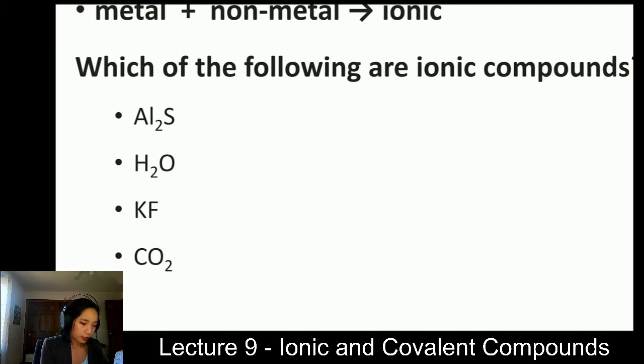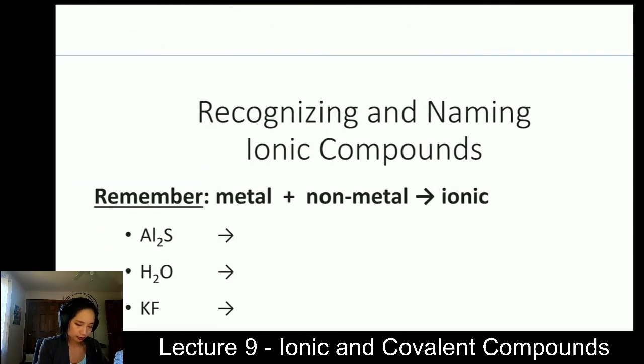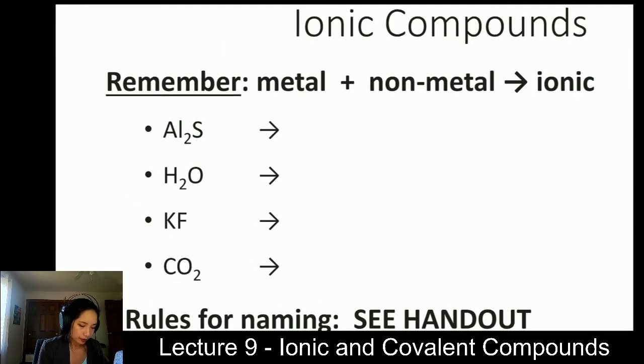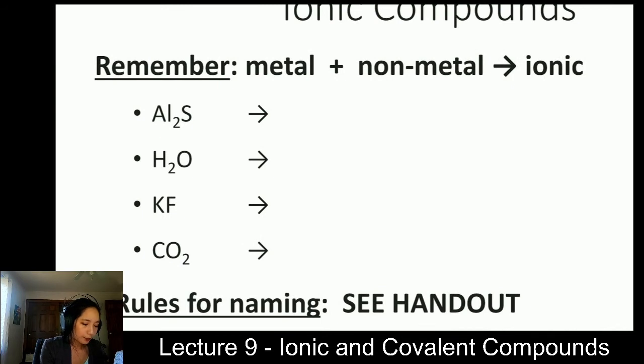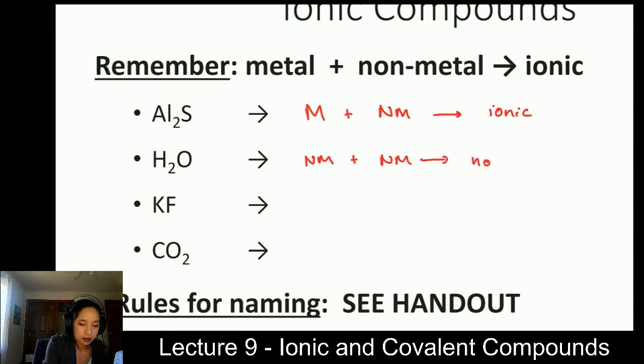Yes, so let's go through all of them. Aluminum is a metal, it's group 3A, and then sulfur is a nonmetal. So this would be ionic. Hydrogen, although it's in group 1A, is one of the exceptions, and so hydrogen is a nonmetal. Oxygen is also a nonmetal, so this is not ionic. And not ionic, we will learn later, means covalent.